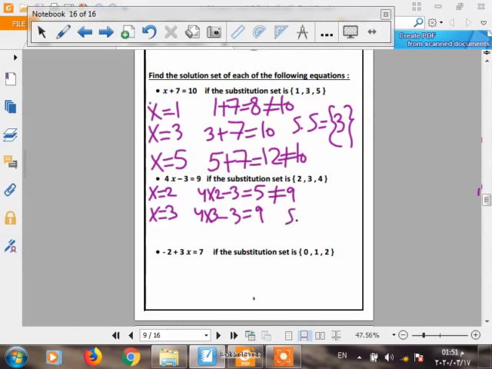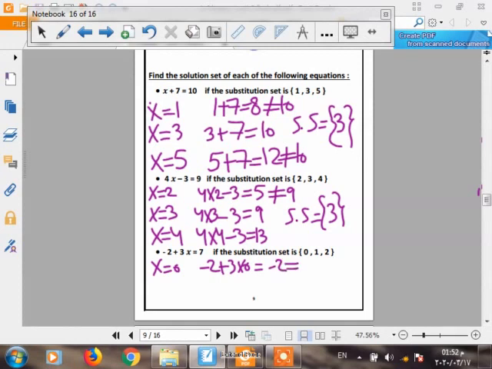So the solution set equals 3. Let's check the last one. If x equals 4, 4 times 4 equals 16. 16 minus 3 will be 13. So it's not in the solution set. On the last example, let's check the substitution set: 0, 1, 2. Let's check if x equals 0. The left side becomes negative 2 plus 3 times 0. Of course, 3 times 0 equals 0, so it equals negative 2, and it's not equal to 7. So it cannot be in the solution set.